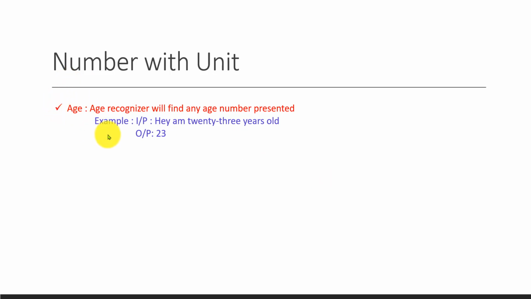Okay, the first category is age. As I said earlier, in the given text, this API will find whether any age is matching or not. That's what this recognizer does: it finds whether any age number is present. For example, if you give an input like "Hey, I'm 23 years old," the API will return the age value 23 and the unit type age.